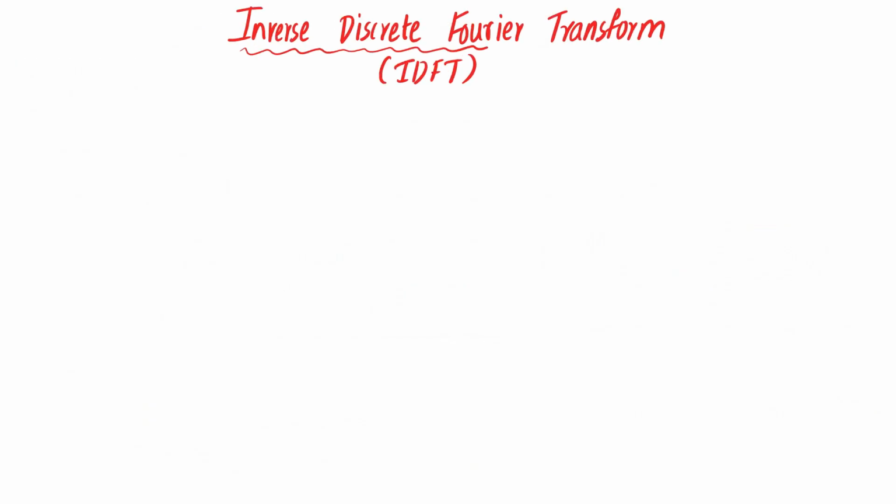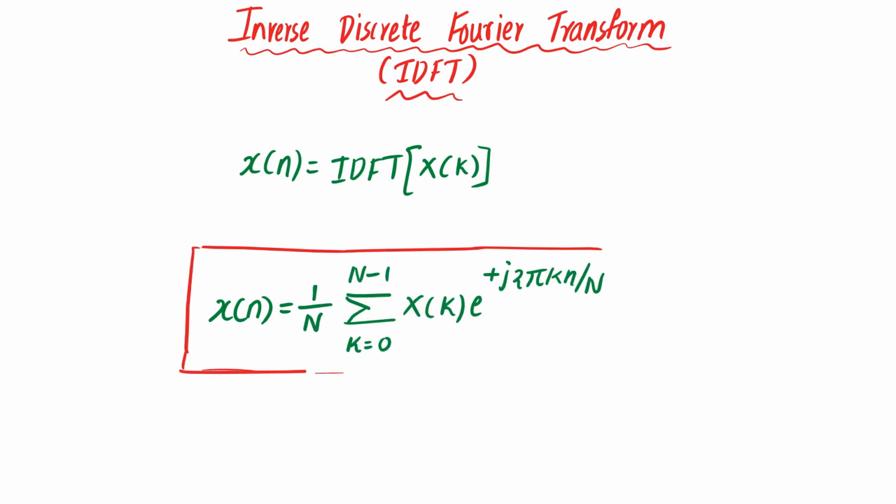Now we will see inverse discrete Fourier transform. Inverse discrete Fourier transform, that is IDFT, is mainly used to obtain the time domain signal from the transformed signal. So here we can obtain x of n from X of k using IDFT. The expression for this inverse discrete Fourier transform is x of n equal to 1 by capital N summation k equal to 0 to N minus 1 X of k e power plus j2 pi kn by capital N.